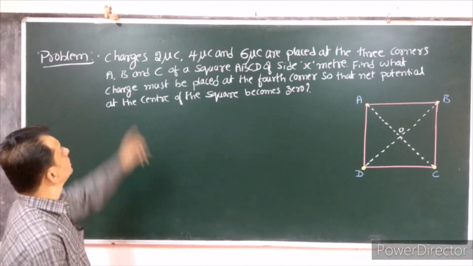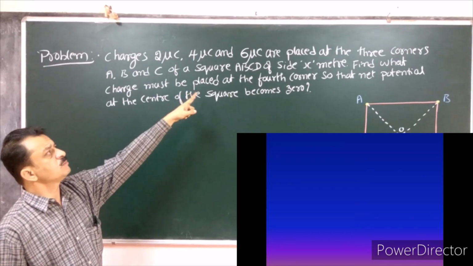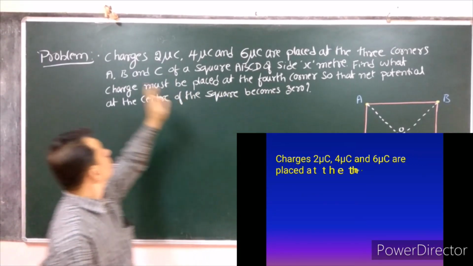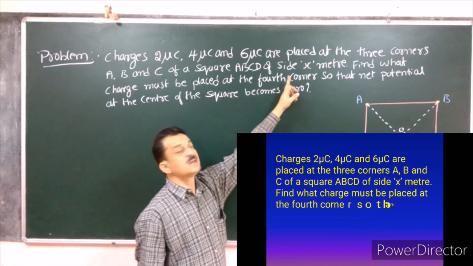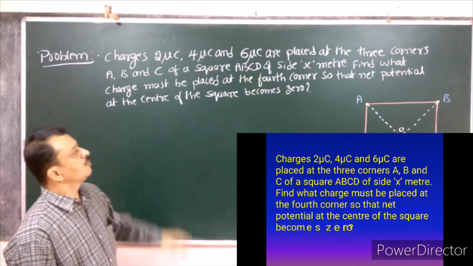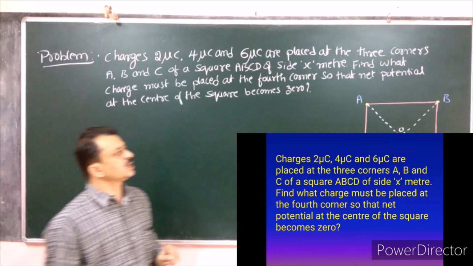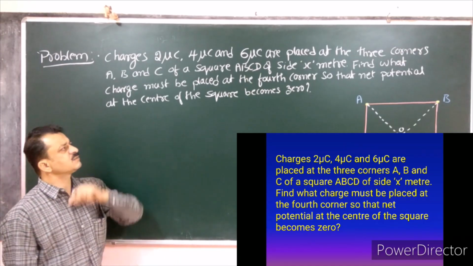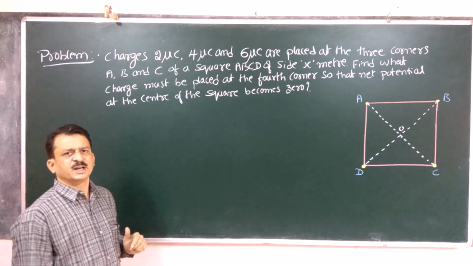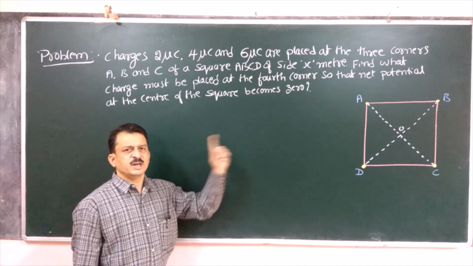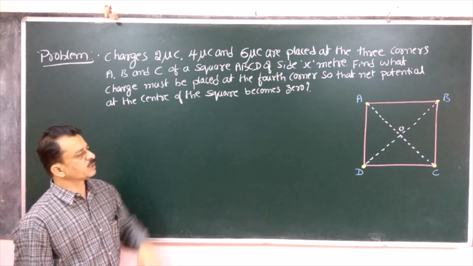ನೆಕ್ಸ್ಟ್ ಪ್ರಾಬ್ಲಮ್. Charges 2 microcoulomb, 4 microcoulomb, 6 microcoulomb are placed at the three corners ABC of a square ABCD of side x meter. Find what charge must be placed at the fourth corner so that the net potential at the center of the square becomes 0. So 4 ಚಾರ್ಜ್ ಕೊಟ್ಟಿದ್ದಾನೆ. ಸೊ ಅಲ್ಲಿ 3 ಚಾರ್ಜ್ ABC ಅಲ್ಲಿ ನಾವು ಪ್ಲೇಸ್ ಮಾಡಿದೀವಿ. 2 ಮೈಕ್ರೋ, 4 ಮೈಕ್ರೋ, 6 ಮೈಕ್ರೋ ಅಂತ ಹೇಳಿ.